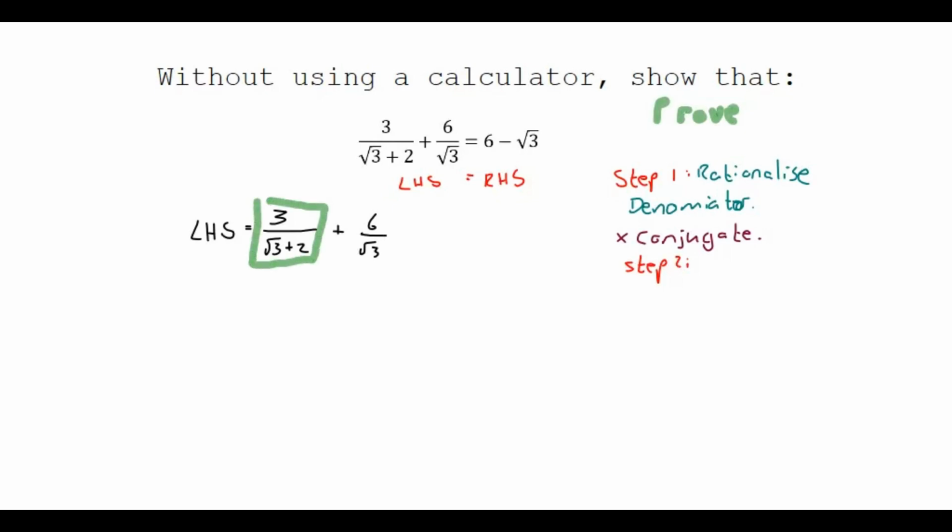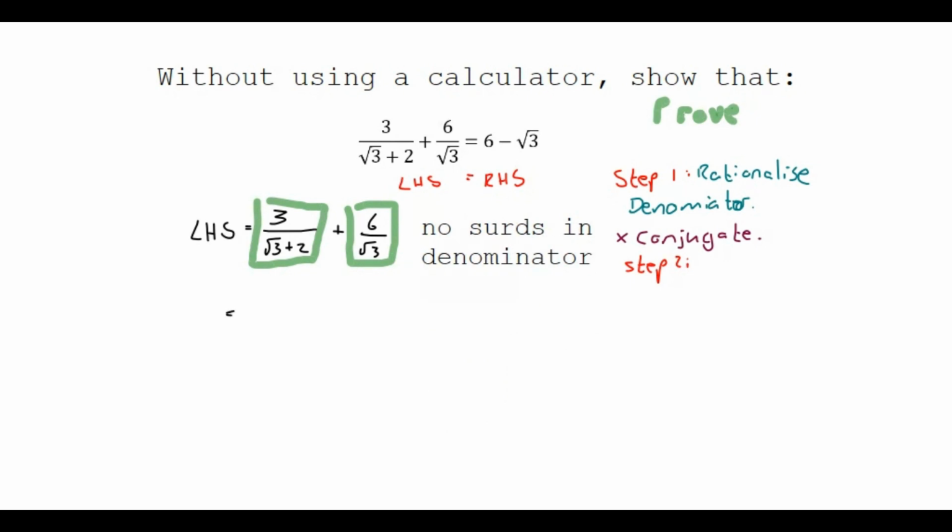And we need to ask ourselves, do we have a root or a surd in the denominator? Here on the left-hand side, yes we do. And that is a problem. We do not want surds in the denominator. That's very, very important that we get that in our minds. We do not want a surd in the denominator, so we need to multiply by its conjugate pair.